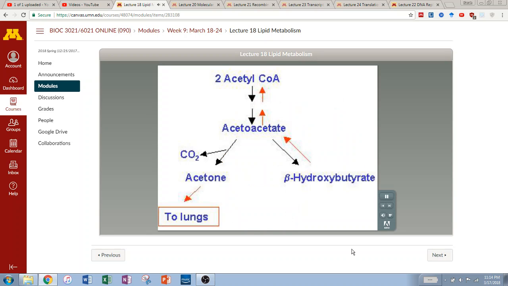There are 3 products of acetyl-CoA metabolism which are collectively referred to as ketone bodies. These metabolites are acetoacetate, beta-hydroxybutyrate, and acetone.